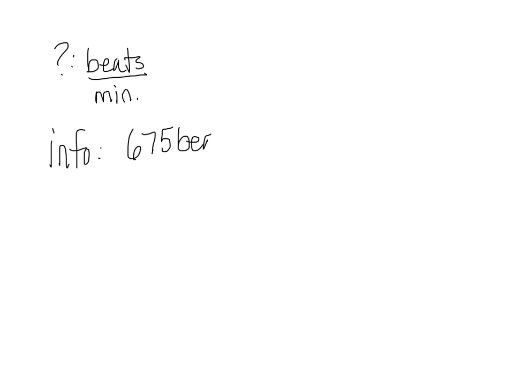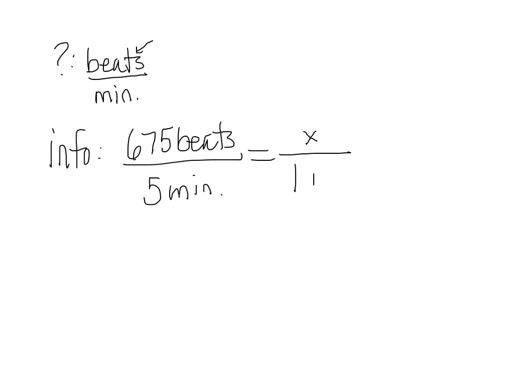Good. And I know it needs to go on top because they want the first term as beats. 675 beats per 5 minutes. This is the information I'm going to use. I'm going to create a proportion. I want to know how many times it will beat in 1 minute. I know that my second term needs to be minutes. It needs to go on the bottom. So now I'm going to use the cross product rule.